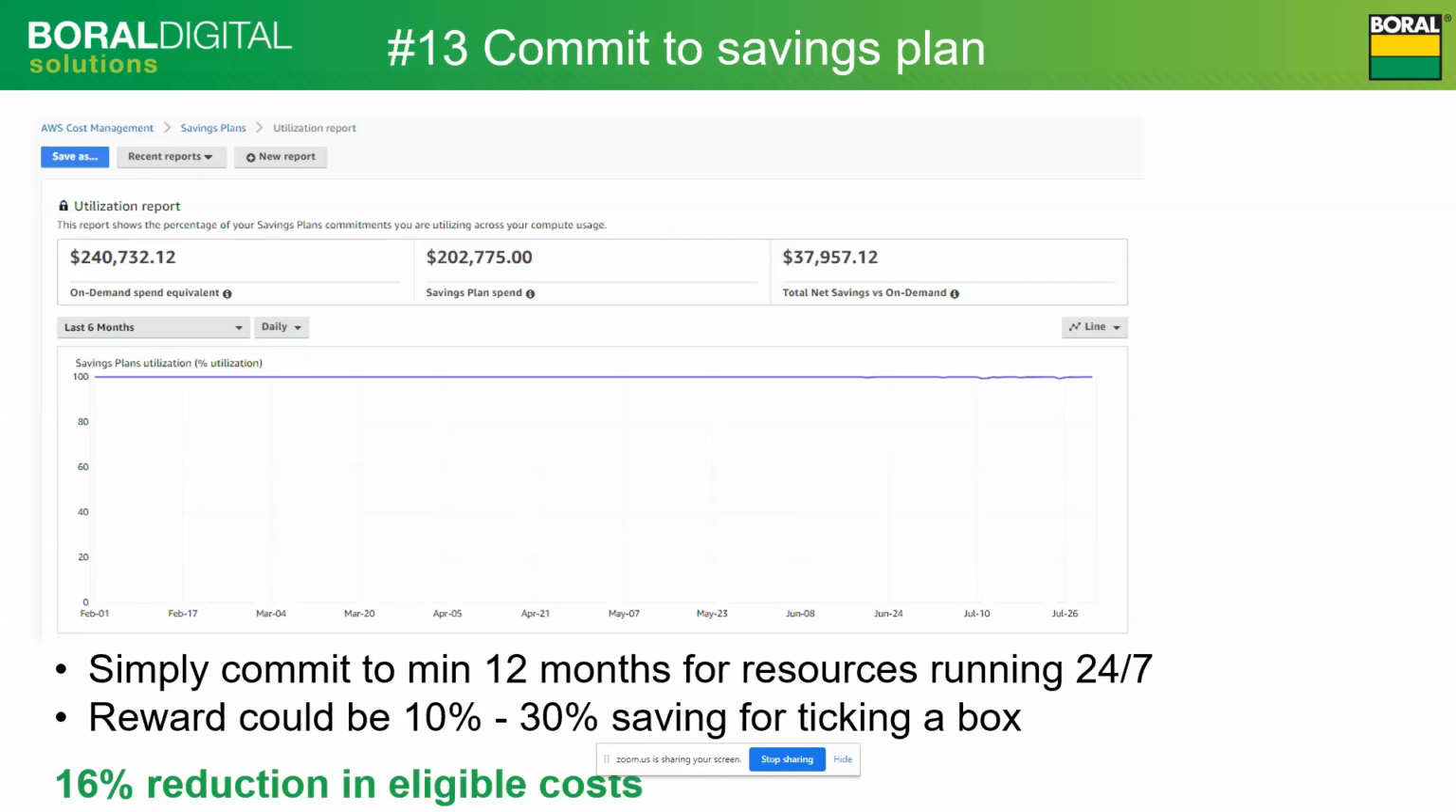So let's say you had 250 EC2 instances on a savings plan, you could easily save 75,000 US per year. And for us, that was a 16% reduction in eligible costs.